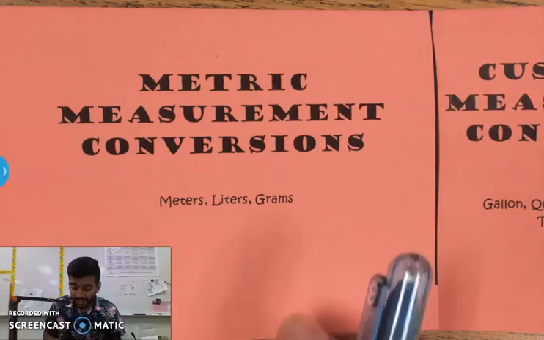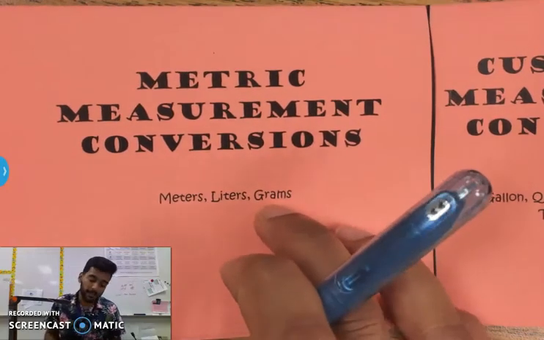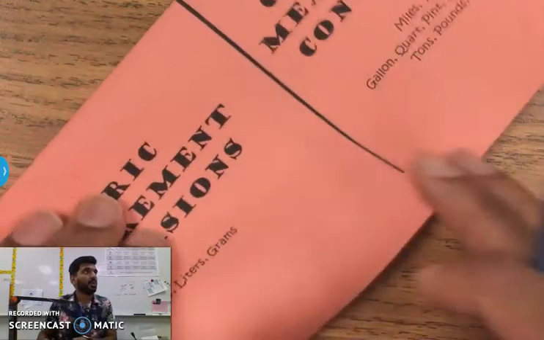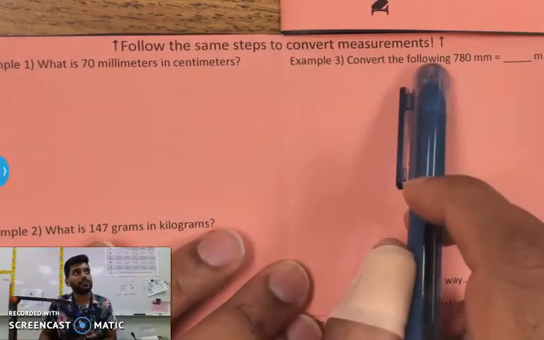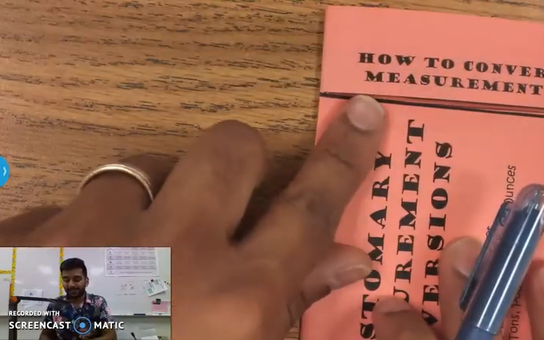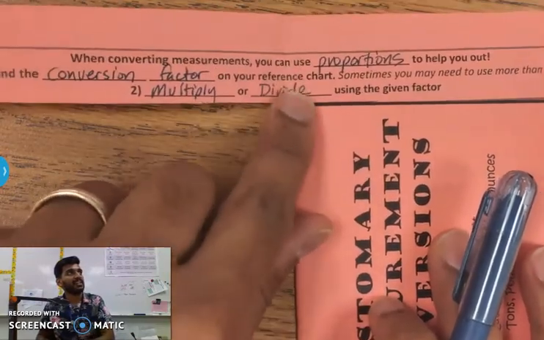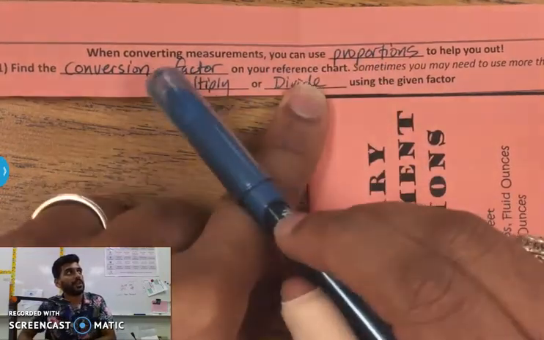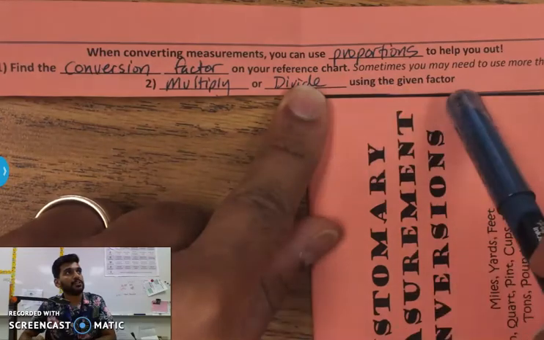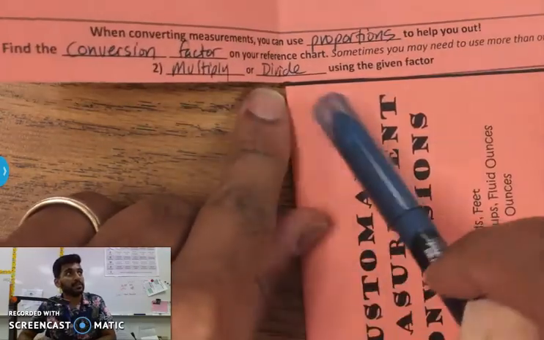All right, so today you're going to finish up and learn about metric measurement conversions. Now, if you open this up in your foldable, notice it says follow the same steps to convert the measurements. So if I go back to how to convert measurements, remember we said that we can use proportions. Find the conversion factor on our reference chart. Sometimes we need more than one. And then we either multiply or divide using the given factor.